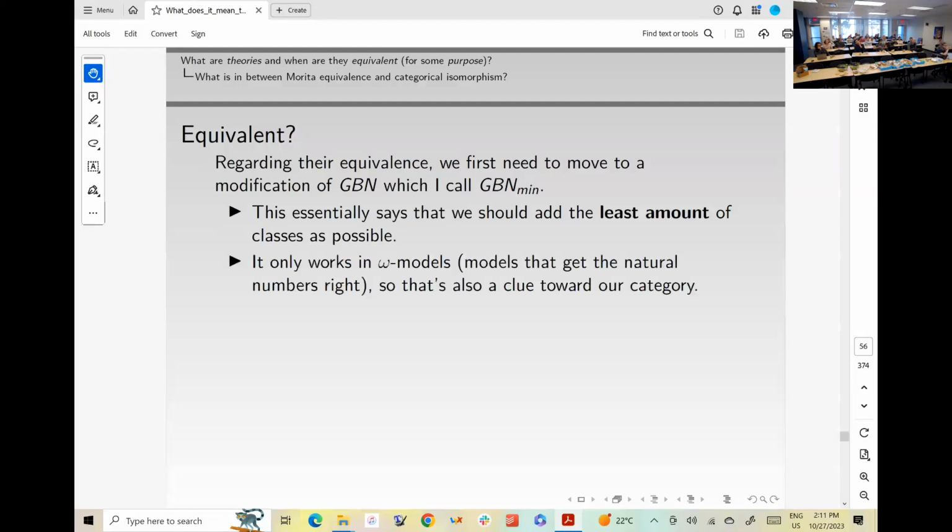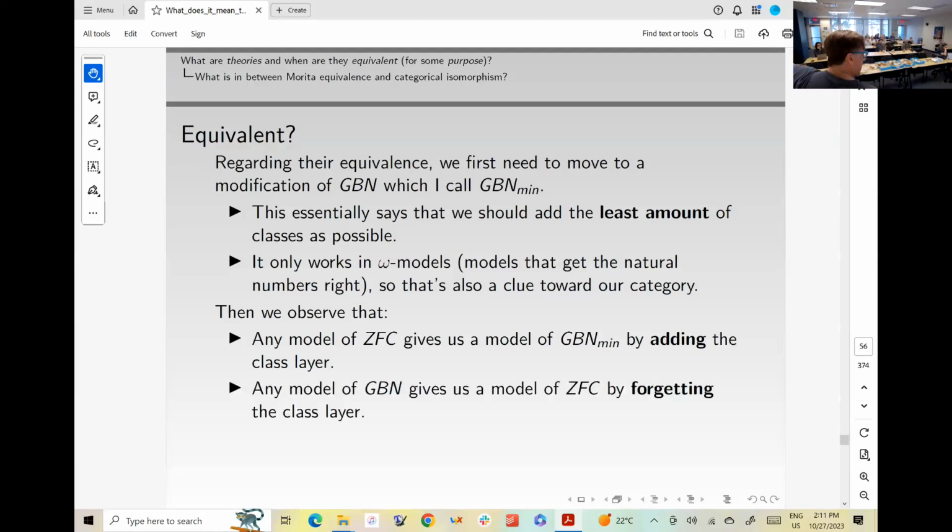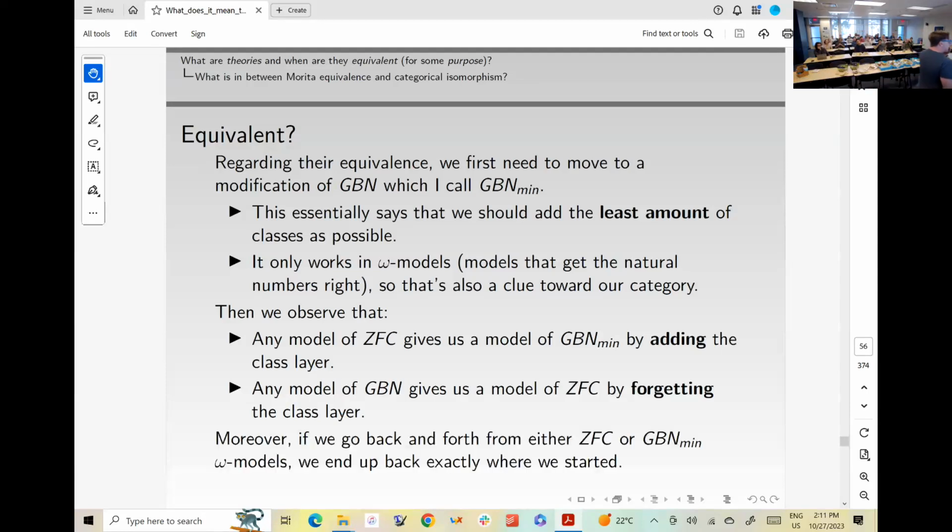The way to fix this, in addition to the theory, only works in omega models, which means these are models that get the natural numbers right. So that's a clue towards the category. I have to have at least that. Then we observe any model of ZFC gives us a model of GBN. This is the story I told over here. Got a model of ZFC, got the V there. Then you just add the classes on top. And given a model of GBN, you can get down to a model of ZFC by forgetting the class layers. So we have something back and forth from ZFC. So it feels like you can see some argument toward it being equivalent. We end up back where we started, but we have to figure out what the arrows are in this category.